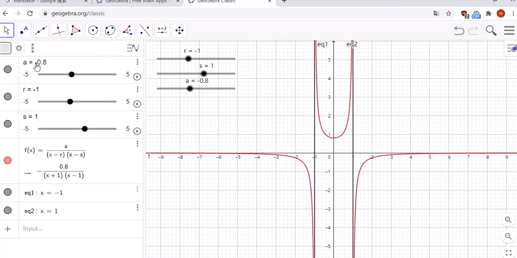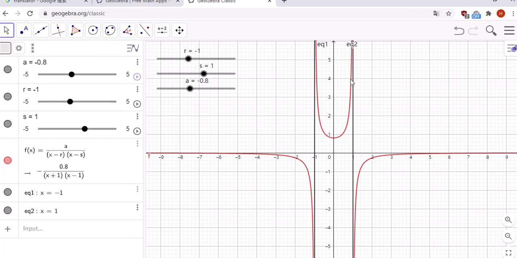When a is negative, on the left side, that means x less than -1, the numerator is negative and the denominator is positive. So the y value is negative, which means the graph is under the x-axis. On the right side, x more than 2, the numerator is negative and the denominator is positive. So the y value is negative.